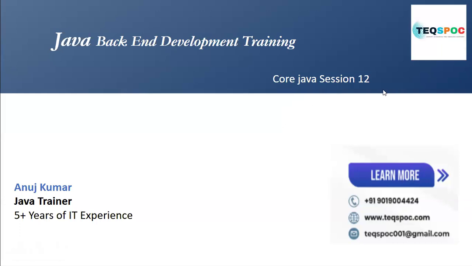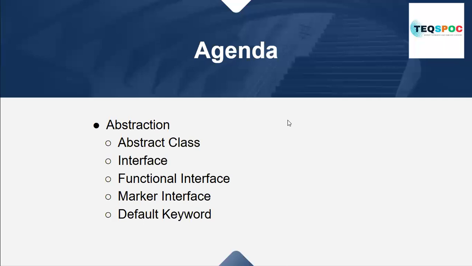Today is a core Java session. Today's class session agenda is we will see what is abstraction, what is abstract class, what is interface, what is a functional interface, what is marker interface, and what is a default keyword. All these things are interrelated. This comes under abstraction. Let us start our session.